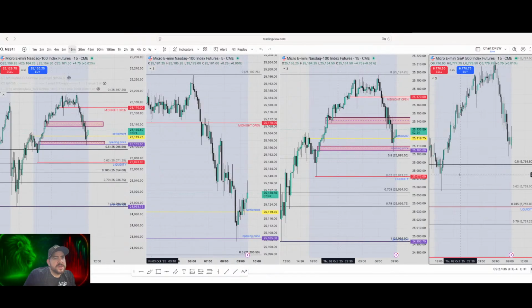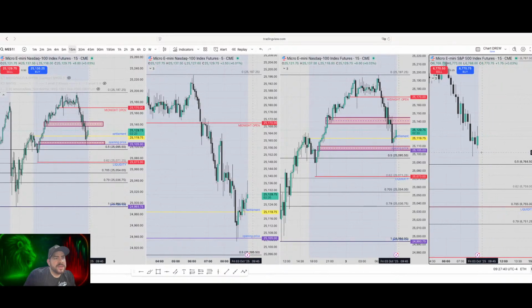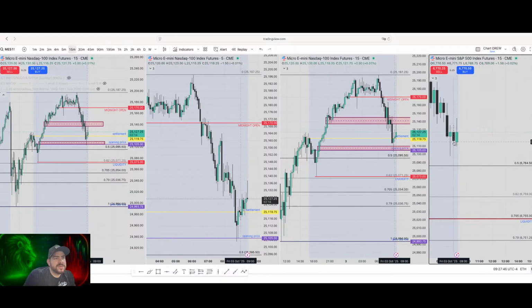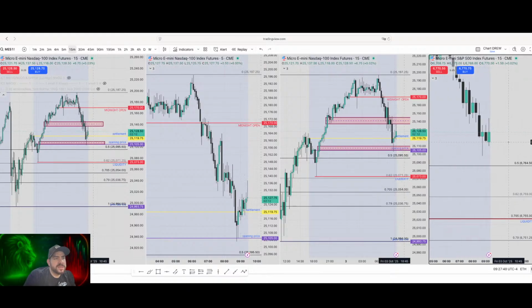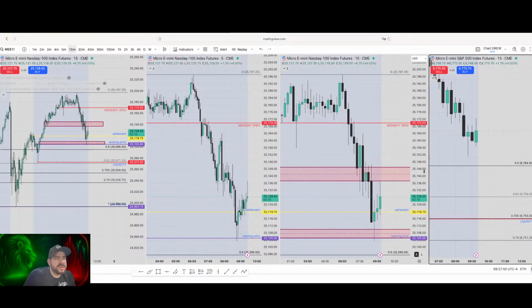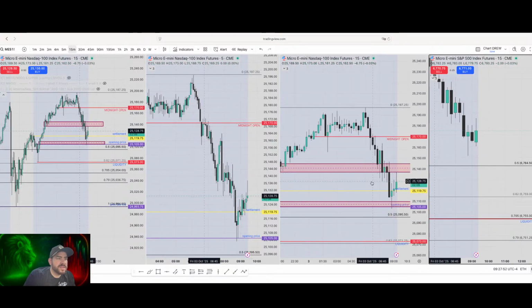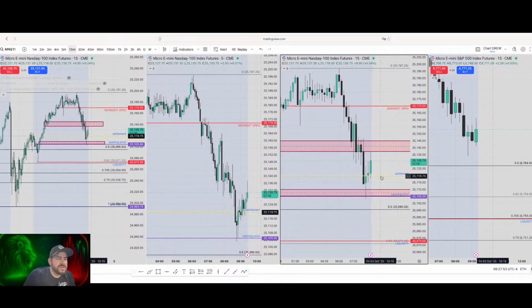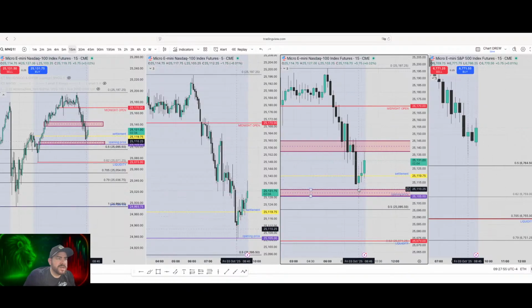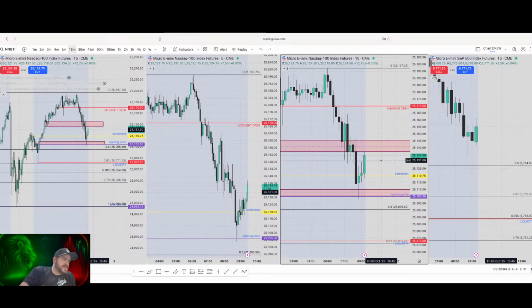Let's see. No SMTs that I can see right off the bat, except for a little SMT there, a little SMT here. We still haven't closed that candle yet though, so we can't really call it an SMT at the moment till that candle closes. This is up, up, up. This one's up, up, down. Okay, so it's the SMT down there at the moment.